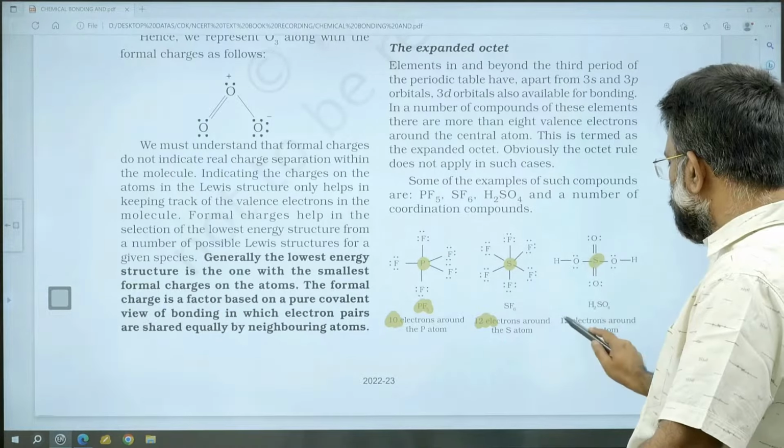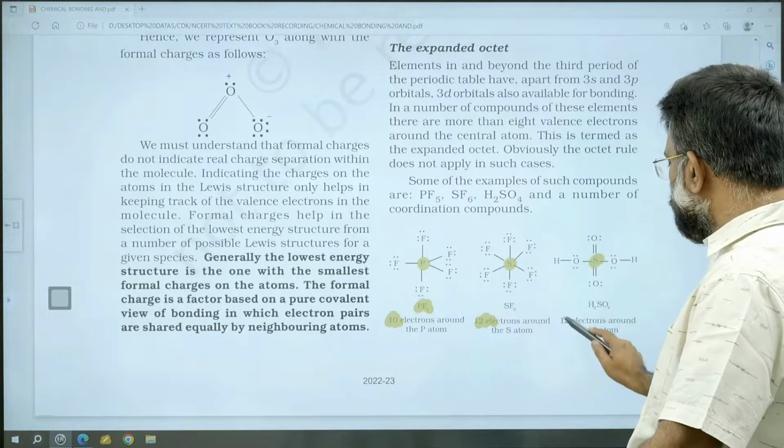Now what's the next topic? Ionic bond, this we have already discussed. An important topic: lattice enthalpy. What is meant by lattice enthalpy? That's a very important topic. It is connected to ionic crystals basically. Ionic substances form a crystal lattice.